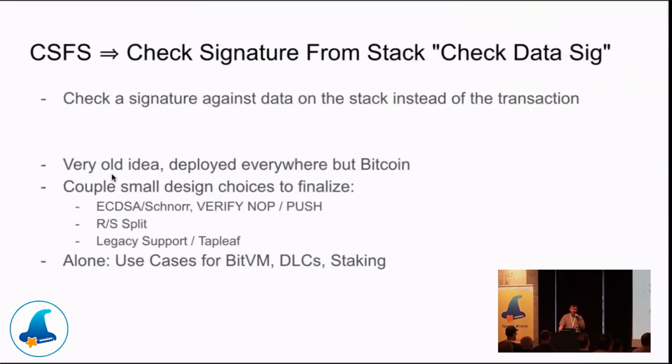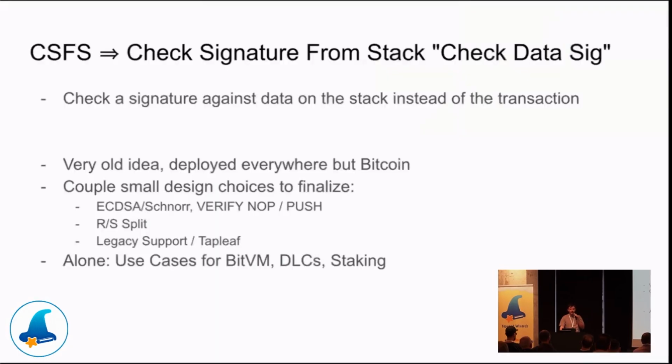We have check from stack. This allows you to check a signature against data on the stack instead of the whole transaction digest. Very old idea. It's been deployed almost everywhere except for Bitcoin. There's a couple of small things that we could discuss and maybe do a little bit of bike shedding on, of how it actually gets brought into Bitcoin. Not all those things really matter that much. They can always be followed up with later work if we want that specific feature. So any version of this is acceptable, I think, to most people who are working on check from stack.